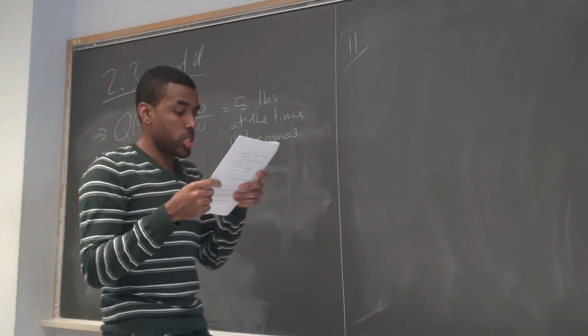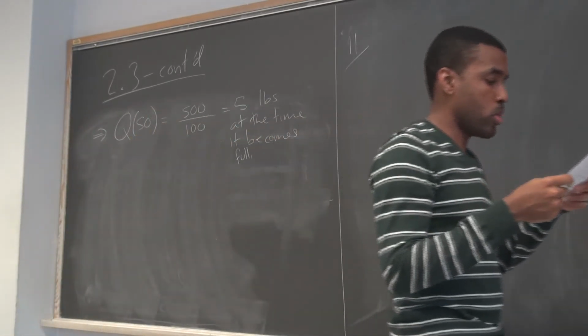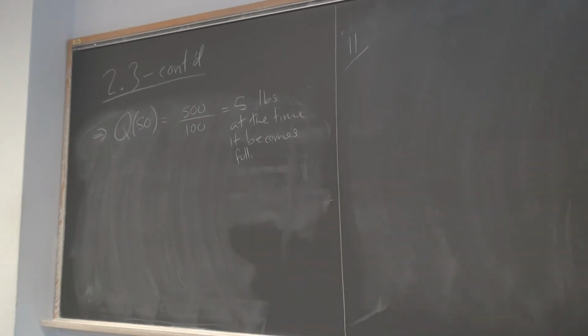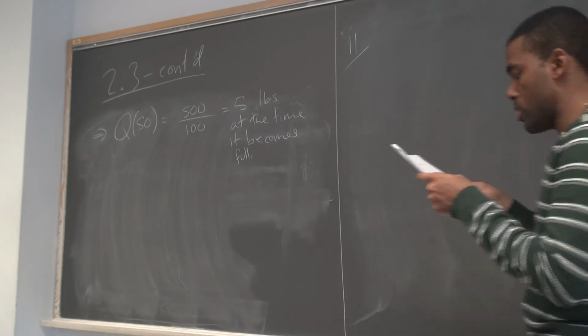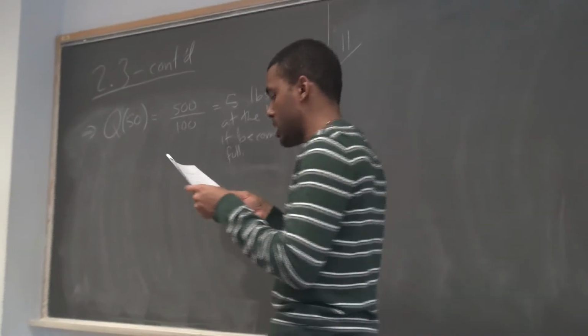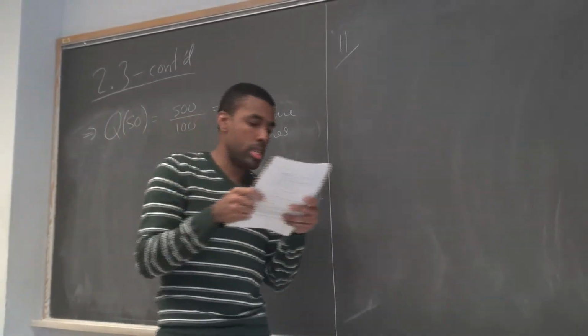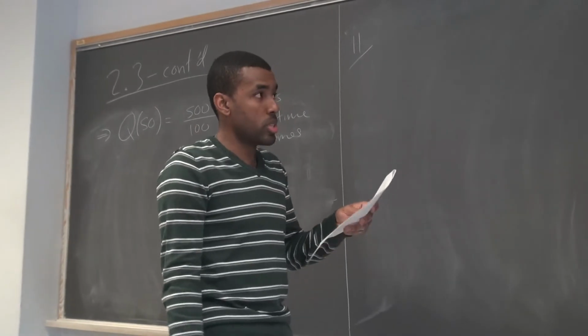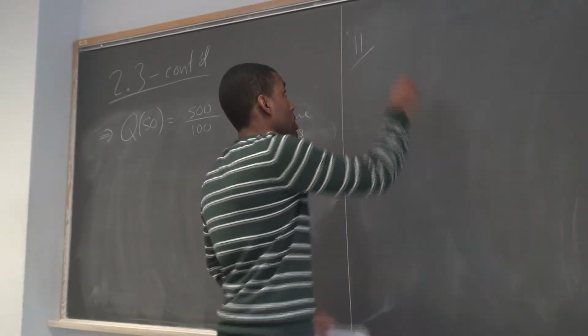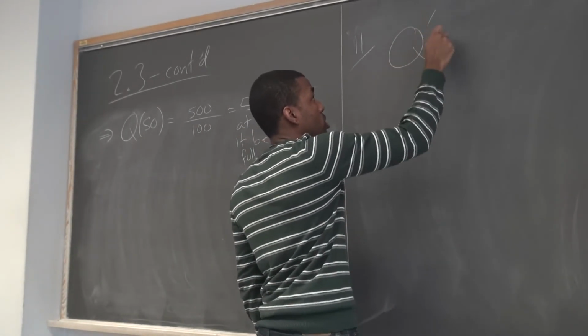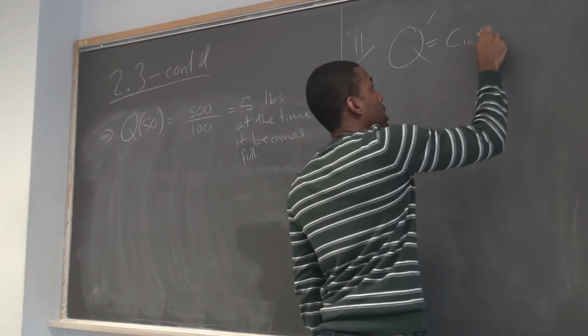Okay, a 200-gallon tank is half full of pure water. A salt solution with a concentration of 5 pounds per gallon is flowing into the tank at a rate of 4 gallons per minute, while the well-mixed solution is flowing out at a rate of 2 gallons per minute. Find Q of T, the amount of salt in pounds in the tank at time T minutes. Right, so they already told us what Q is, so we'll use their notation. Q is the amount of salt, which means Q prime is equal to C in R in.